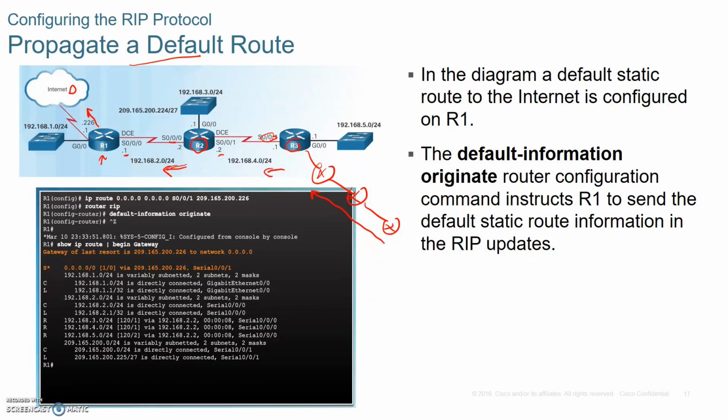To do that, we run the command default-information originate under the router rip command. So: router rip, default-information originate. When you run that, you'll see a static route on R1, and you also see this default route appearing on R2, R3, and all other routers in your RIP routing domain automatically. So you don't have to go into each individual router to configure the static route.